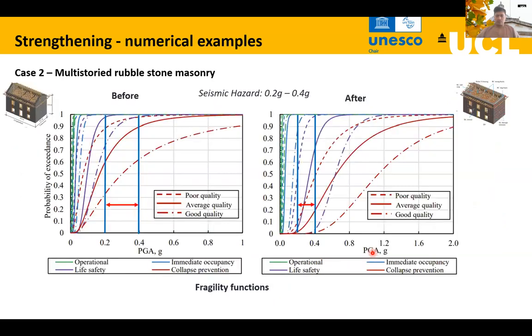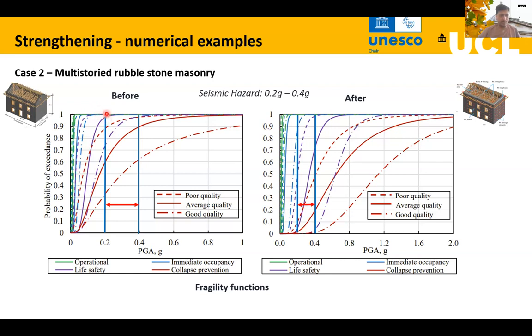In terms of fragility function comparison, we have the seismic hazard 0.2 to 0.4 G, and these are the fragility functions for the existing building, and these are the fragility functions for the retrofitted building. Again, let's focus on these bold continuous lines, because that is the average quality index building. This is a residential building, so the code requires us to meet at least the life safety performance level. For life safety, this violet is the color.